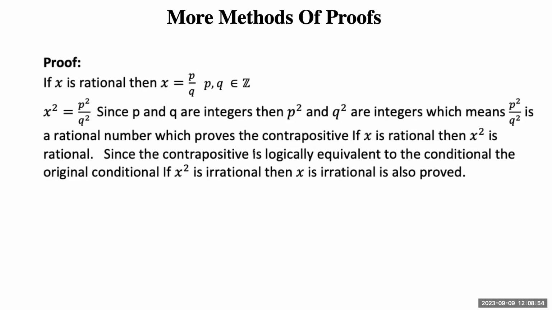Since the contrapositive is logically equivalent to the conditional, and the original conditional was if x squared is irrational, then x is irrational, that is also proved, right? That's the whole point behind it. If I take a conditional and I write the contrapositive and then I use direct proof or any kind of proof method to prove the contrapositive, I've automatically proved the original conditional because they're logically equivalent. Logically equivalent means they're the same statement.